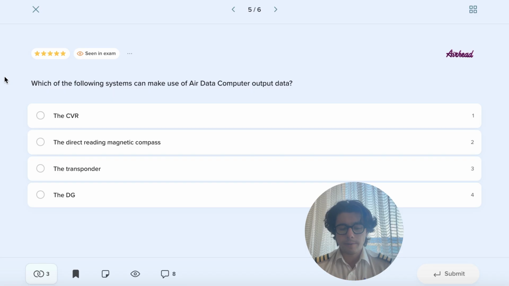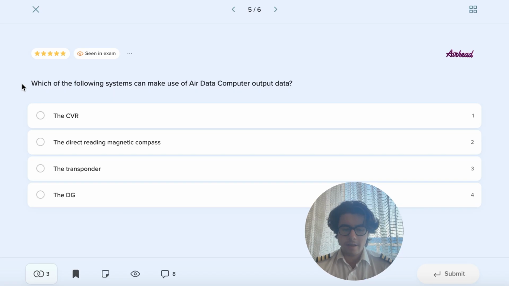So from the given answers that we have here, the one that will use our pressure altitude will be a transponder, such as the Mode C transponder, that will send this information and forward it to ATC for them to have a good understanding of our position, not only horizontally, but also vertically. So the CVR is a cockpit voice recorder.